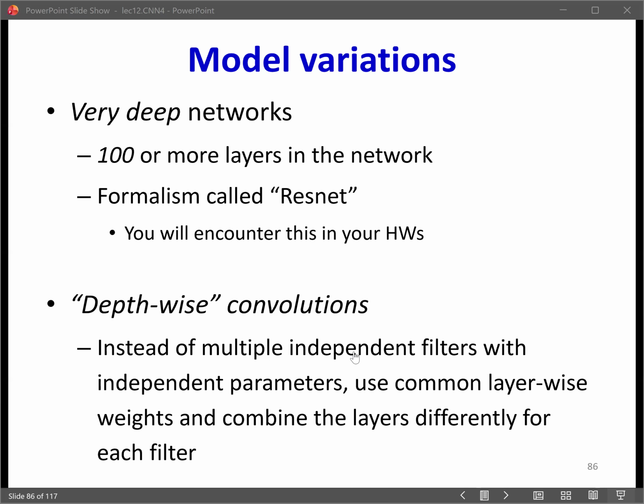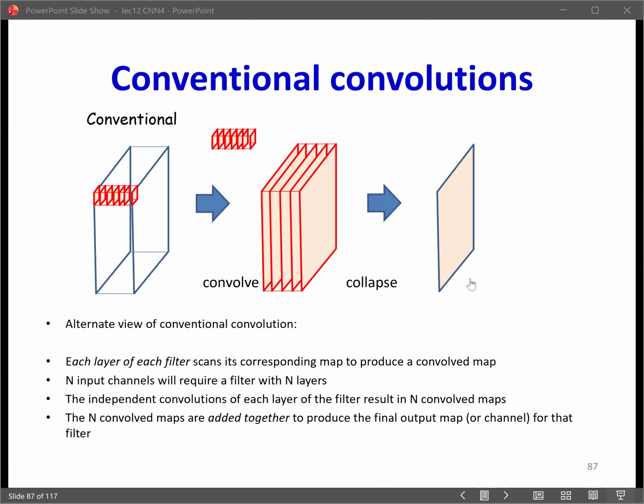You have this thing called depth-wise convolutions, which are another variant of parameter sharing, and they're used very often when you want to train a very small model, which is almost as effective as a full model. Here, instead of using multiple independent filters with independent parameters, we use common layer-wise weights and combine the layers differently for each filter. So what exactly do I mean by this?